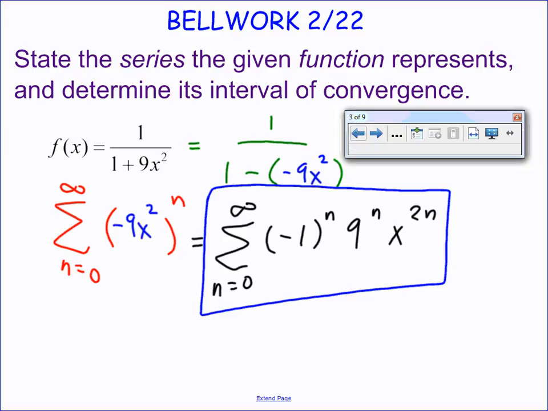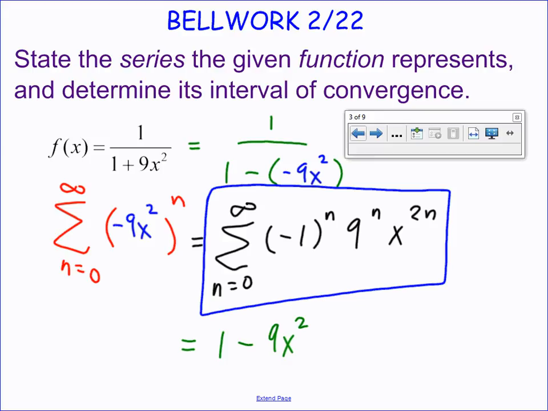I'll start with my index value of 0. Plug it in, and I get 0, 0, 0. So it looks like my first term in this series, if I were to expand it, would be 1. And then increment my counter by 1. When n equals 1, I get negative 9x squared. So negative 9x squared would be my second term in the series.